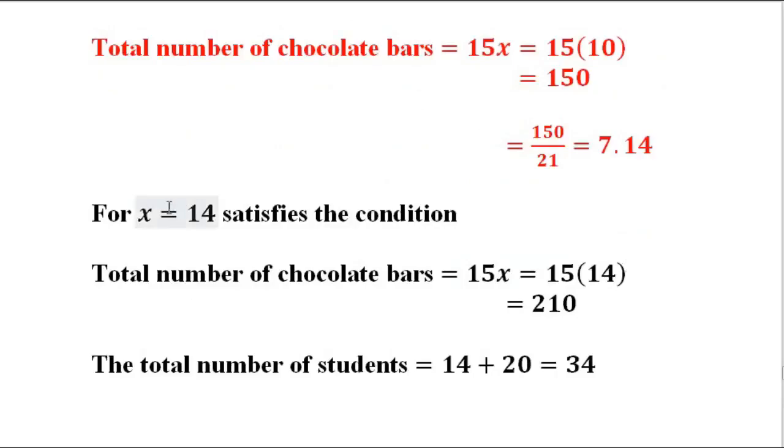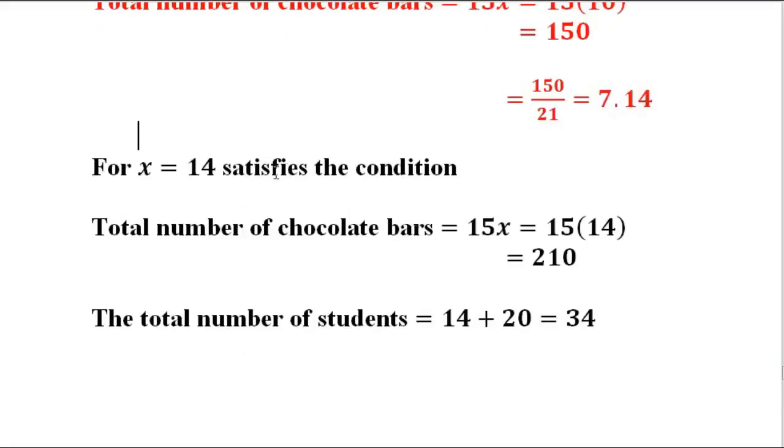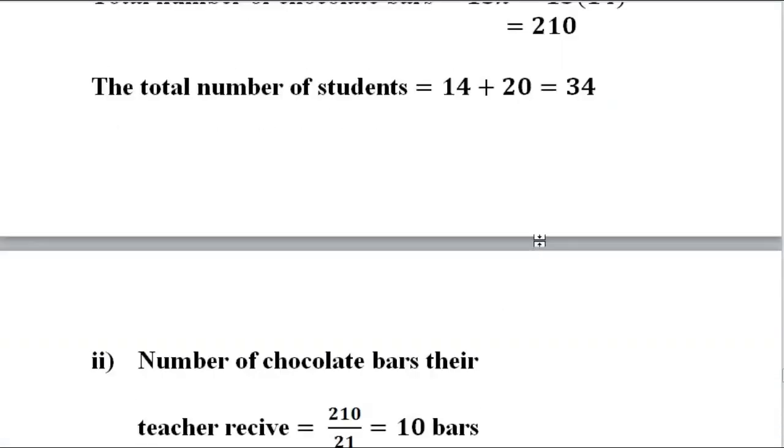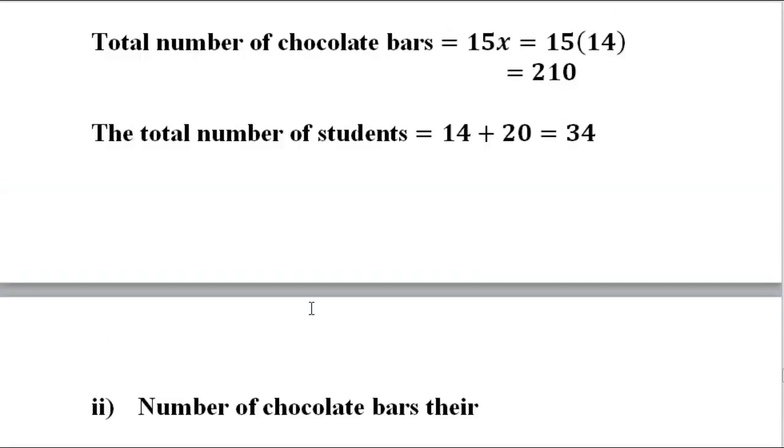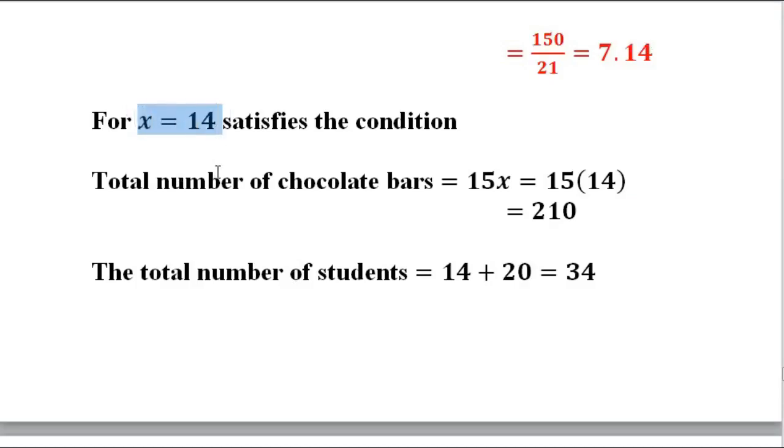If you choose 14 as the value of x, this number satisfies the condition of the question. If there are 14 boys in the class and each boy brings 15 chocolates, the total number of chocolates becomes 210. If you share 210 chocolate bars among 20 girls and their teacher equally, then each girl, including their teacher, will get 10 chocolate bars. And this is the solution to the second part of the question. Therefore, the true value of x is 14, which is actually the number of boys in the class.